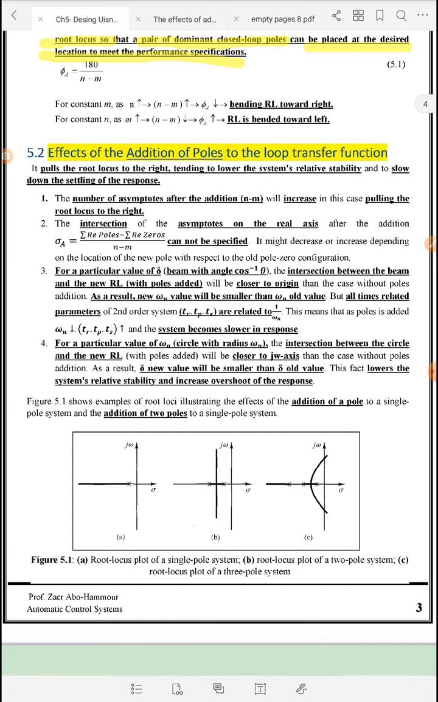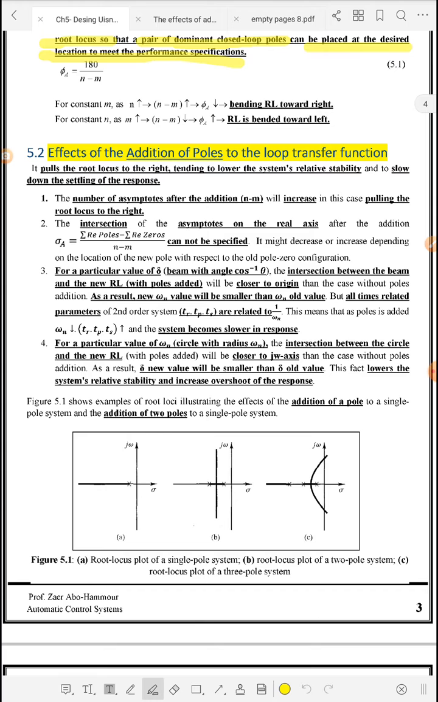Okay, now this is what I have covered. We have phi a, which is 180 divided by n minus m, and we will discuss the effect of adding zeros and poles based on this phi a. Assuming that we have constant m, I will remind you that n is the number of poles and m is the number of zeros. So if we use constant m, the number of zeros is constant, and we add more poles.